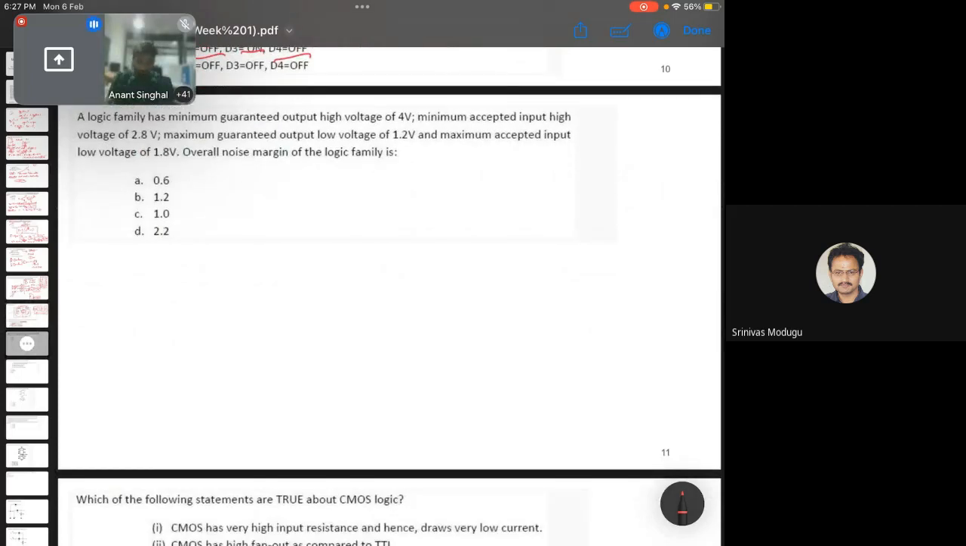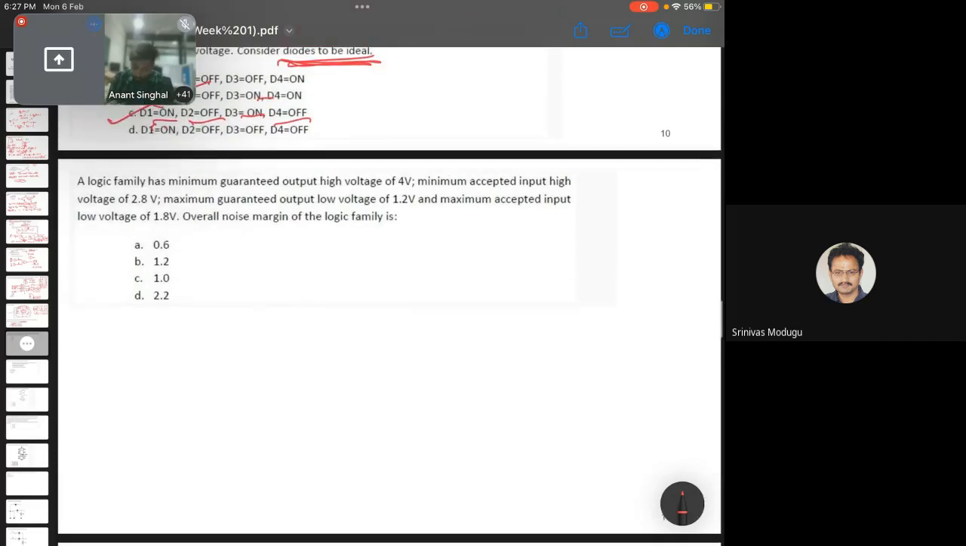Okay, so there is a concept of noise margin in this week's one course content, so we'll try to cover it. The basics of noise margin is there are four voltages involved in the inverter. First is the minimum guaranteed output high voltage that we'll get, so it is named VOH. The question says that the minimum guaranteed output voltage is 4 volts. Then the minimum accepted input high voltage, VIH, is 2.8 volt.